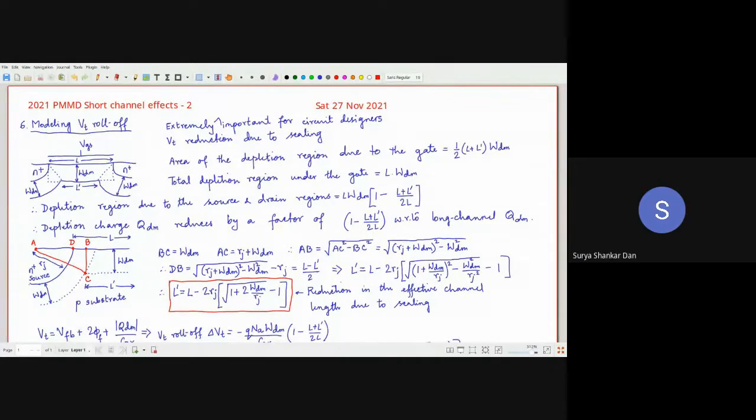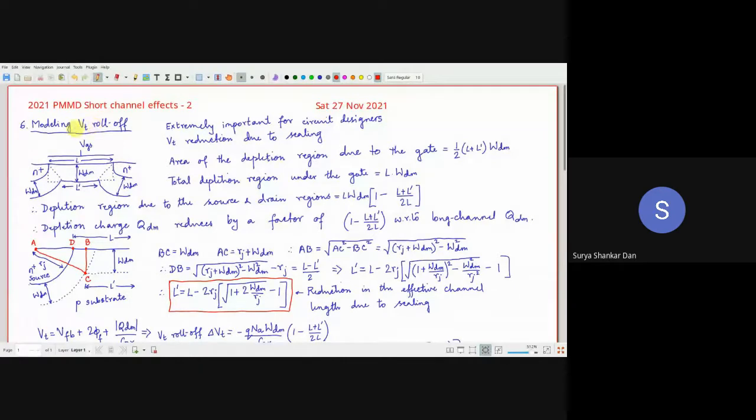Okay, welcome to today's lecture. So today we are going to continue with what we started in our previous lecture on short channel effects. But today we will look into a few of the topics among the various short channel effects which are essential for circuit designers.